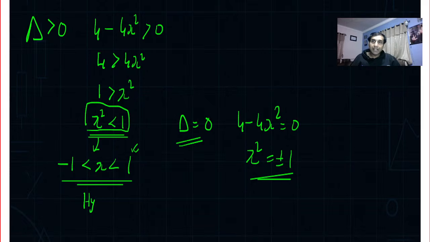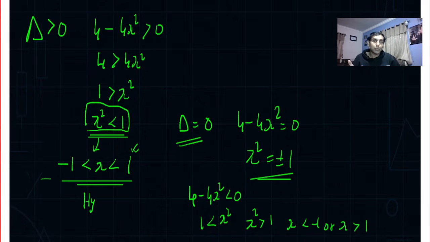And the last one is obvious. You put delta less than 0. So 4 minus 4x square less than 0. So 1 less than x square, or x square bigger than 1, which means the other part. X is less than -1 or x is bigger than 1, we get elliptic. And what do you mean by elliptic? Okay, I'm not going to talk about it. You tell me. Okay, now let's go for the next question.